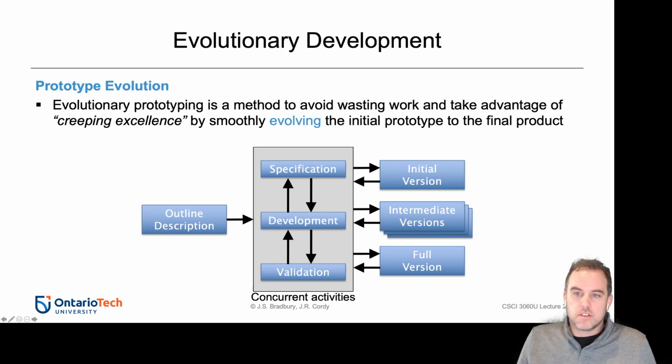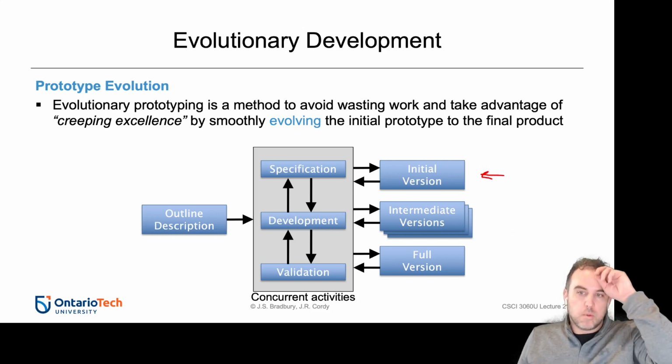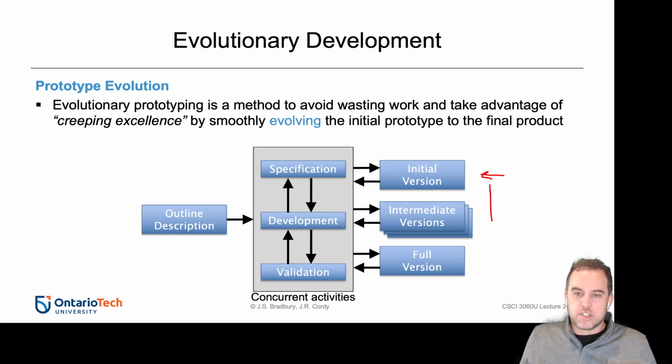So if you have this initial version right here, this would be your first prototype. As you go through development, you're going to gradually, over time, get to the point where you have a full version of the software. That's the goal. In between, you're going to create a whole bunch of intermediate versions as you go through the loop of spec, development, validate, spec, development, validate. As you go through this loop, you're continuously creating versions and end up with a full version at the end.